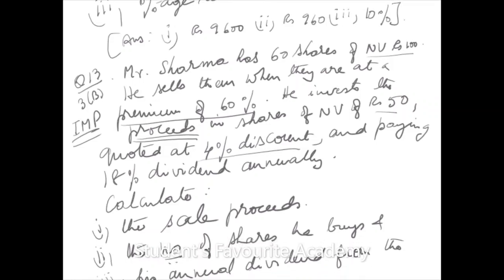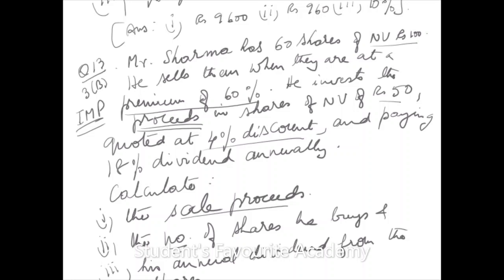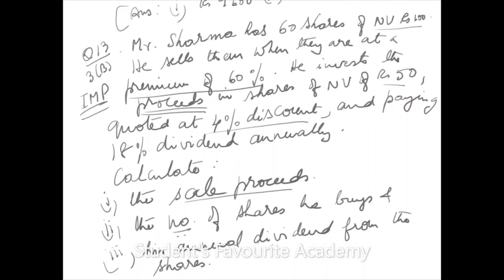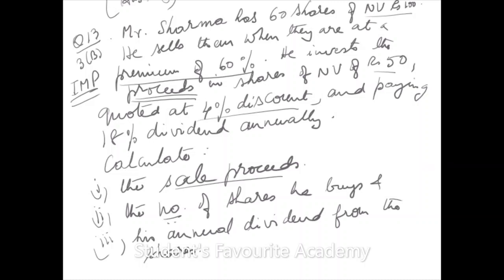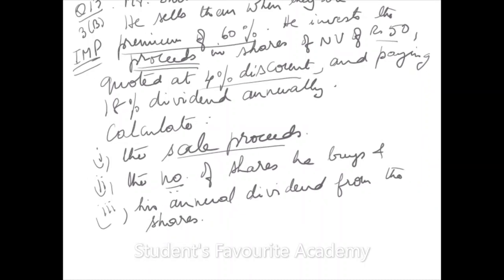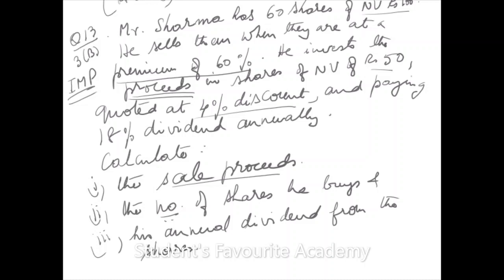So what we have to calculate? We have to calculate the sale proceeds, that is the money he gets by selling the shares, then the number of shares he buys in the new company, and the annual income that he gets from the new company. Sometimes in these types of questions, the person waits for his annual dividend from the first company, then he sells the shares and then invests the sale proceeds and the dividend received. In that case, the question clearly mentions the person invests the sale proceeds and the dividend that he earns into a second company.